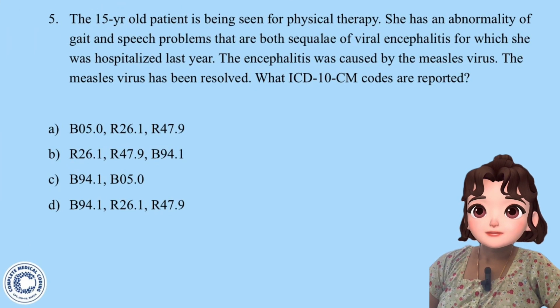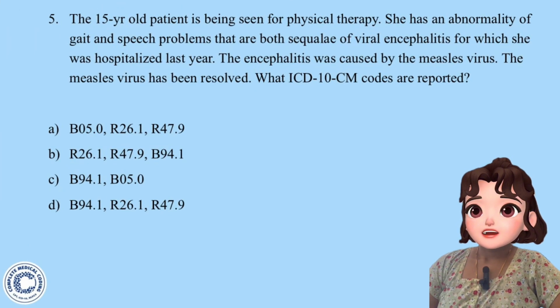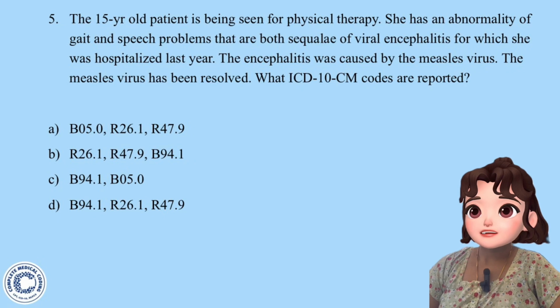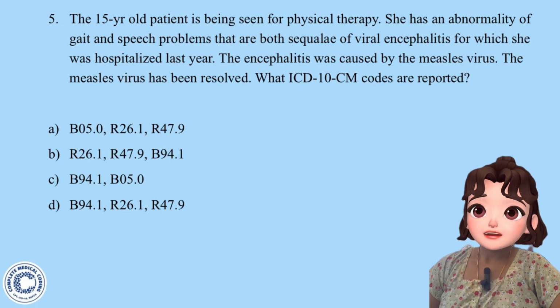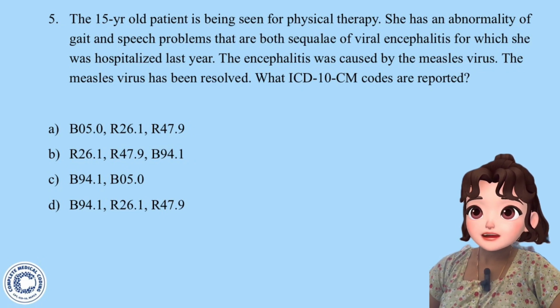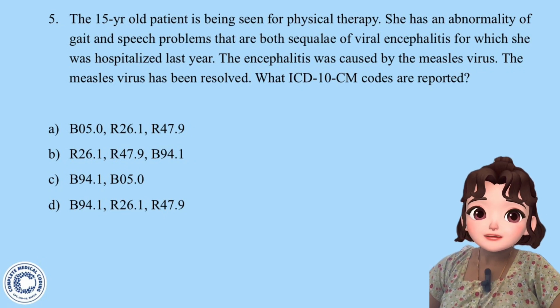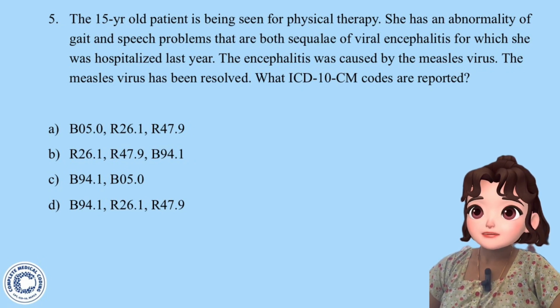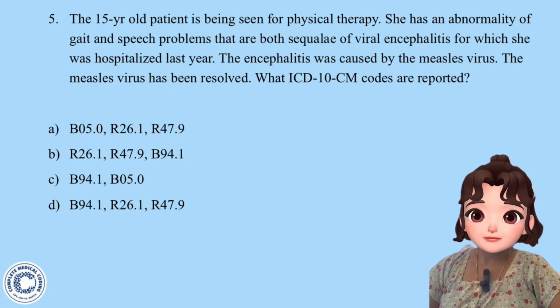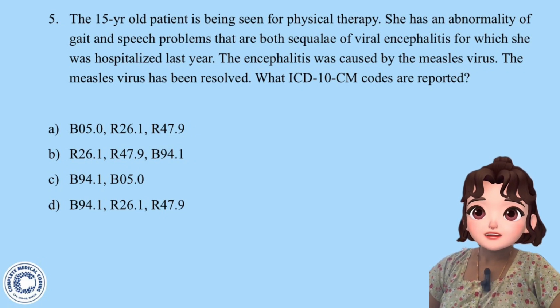Now let's move to the fifth question. The 15-year-old patient is being seen for physical therapy. She has an abnormality of gait and speech problems that are both sequelae of viral encephalitis, for which she was hospitalized last year. The encephalitis was caused by the measles virus. The measles virus has been resolved. What ICD-10-CM codes are reported? So here you need to code only the ICD.